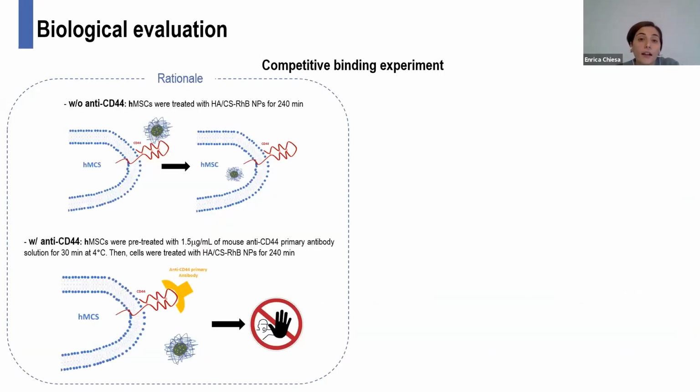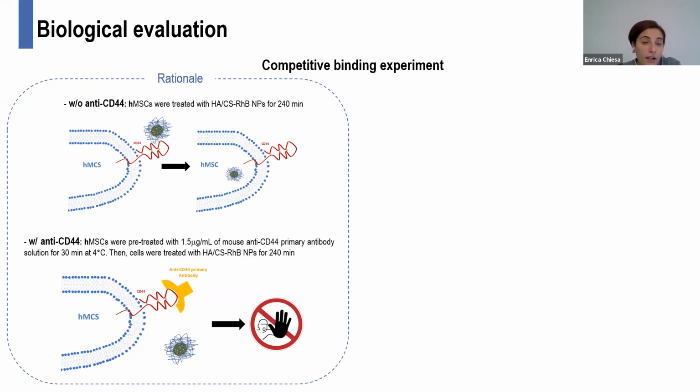To understand if our nanoparticle could have access to the cells thanks to the specific interaction between hyaluronic acid and CD44, competitive binding experiments were carried out.